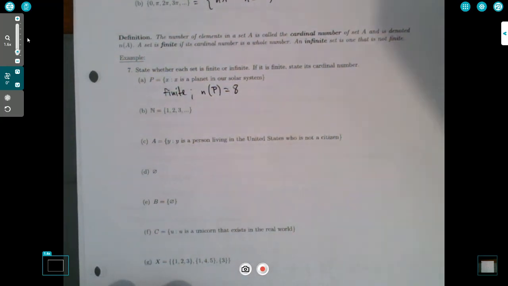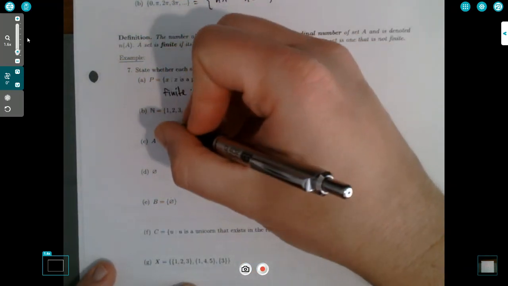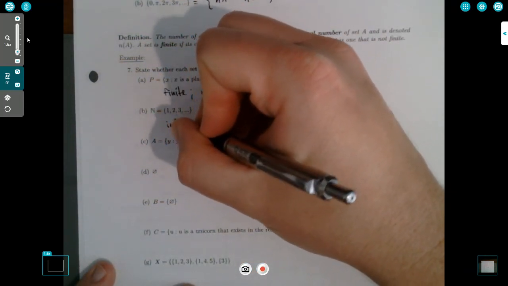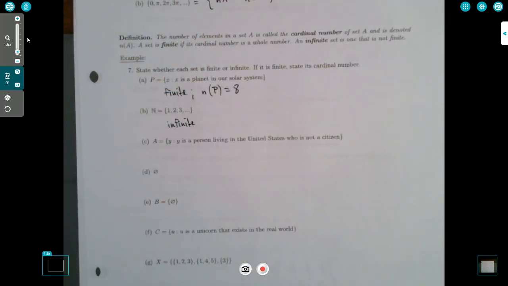Okay, that one's finite. What about the set of natural numbers? Well, I just gave it away. That's an infinite set. So we can't give its cardinal number yet. We'll talk about the cardinal number of the natural numbers in lecture 14, I think.